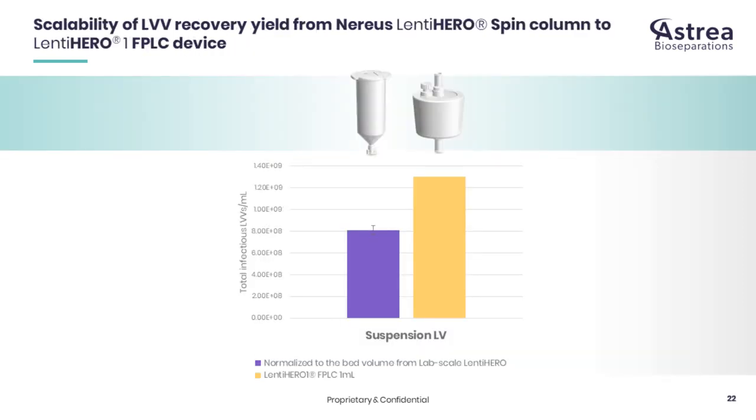This graph shows scalability of LV yield from the Lentihero spin column to the Lentihero 1 FPLC device. The yield of the Lentihero spin column was normalized to the fiber bed volume, which is the purple bar in the graph. And this was directly compared to the recovery yield achieved by the Lentihero 1 FPLC device. Strikingly, the lentiviral recovery yield from the FPLC device exceeded the expected yield, as shown in the graph.